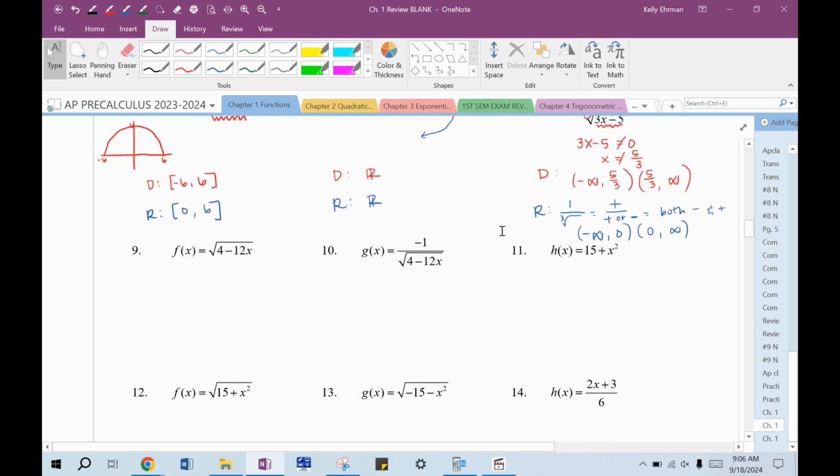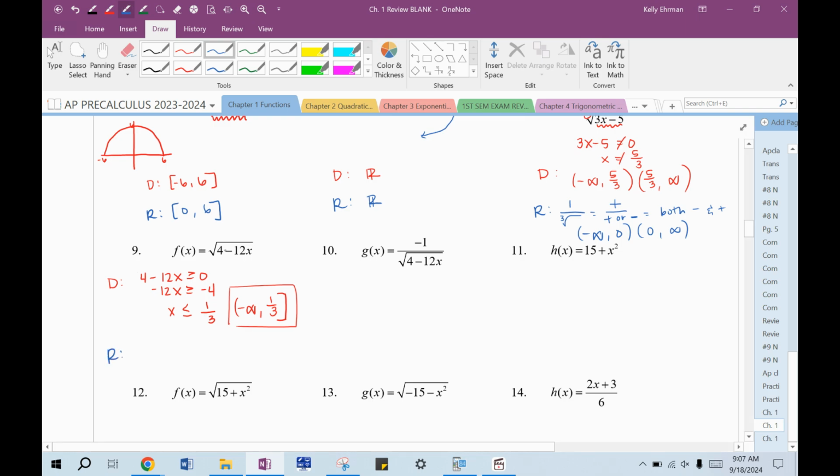All right, number 9 is a square root function. So because it's a square root, we can only even root positive values. So for the domain, we need to ensure that 4 minus 12x remains greater than or equal to 0. So solve this for x, subtract 4, divide by -12. So flip this to x is less than or equal to, and then -4 divided by -12 is positive 1/3. So the domain is -infinity to positive 1/3, and there is a square bracket on that because you can take the square root of 0. This is not in a denominator.